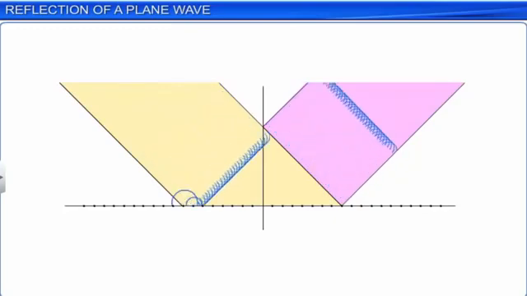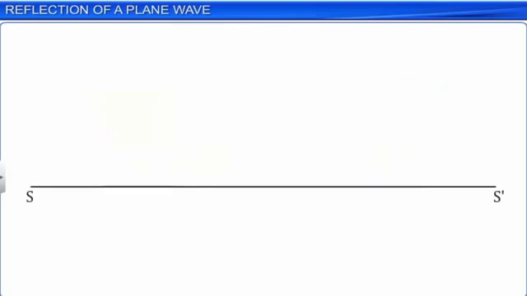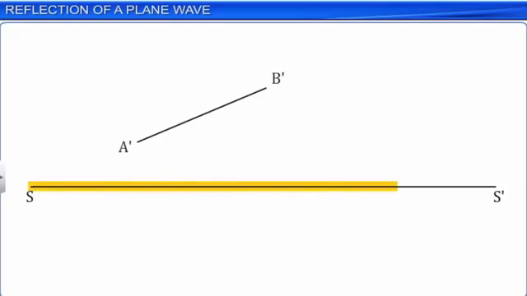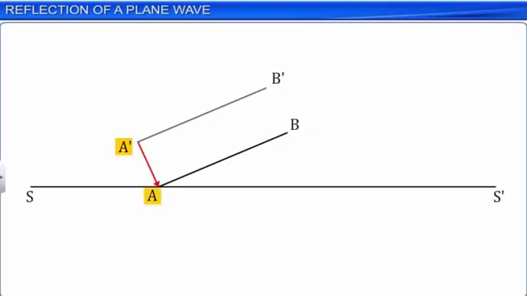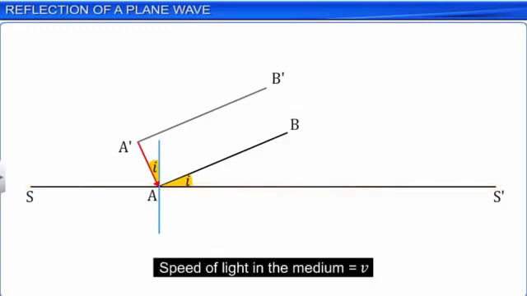In order to prove the laws of reflection based on wave theory, let us consider the reflection of a plane wavefront A'B' from a plane reflecting surface SS'. Let AB be the position of the wavefront when it just touches the reflecting surface at the instance t is equal to 0. A' gives the direction of propagation of the wavefront, and let us assume that the wavefront is incident on the surface SS' at an angle I, and the speed of the light in the given medium is v.